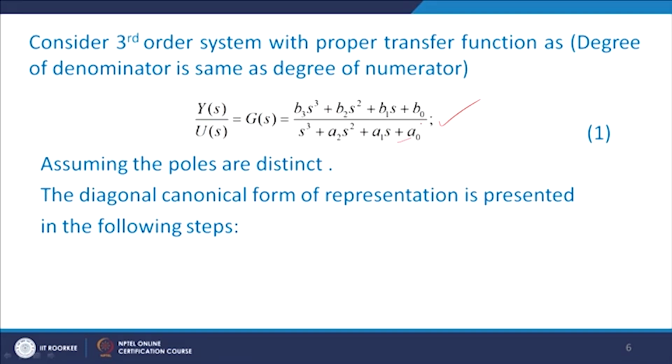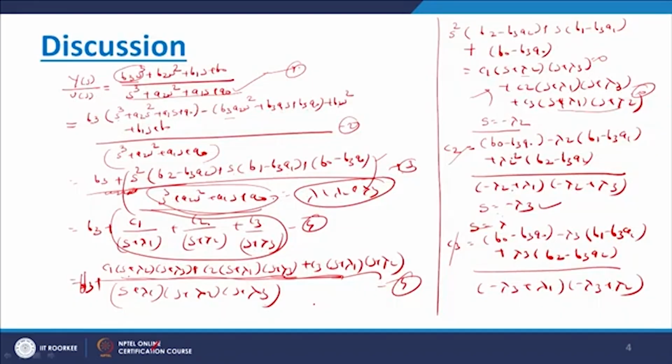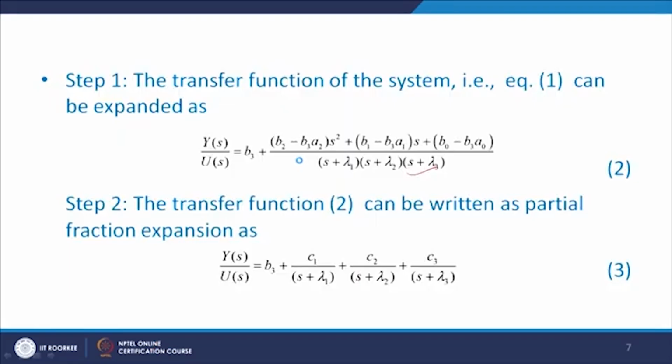The diagonal form of representation is obtained in the following steps. As the first stage, the transfer function of the system, that is equation 1, can be expanded as B3 plus ((B2 minus B3 A2) s square + (B1 minus B3 A1) s + (B0 minus B3 A0)) over (s plus lambda 1)(s plus lambda 2)(s plus lambda 3). That means here you can see this is the part, which we have shown here. Now the transfer function of equation 2 can be written as a partial fraction expansion: B3 plus C1 over (s plus lambda 1), plus C2 over (s plus lambda 2), plus C3 over (s plus lambda 3).